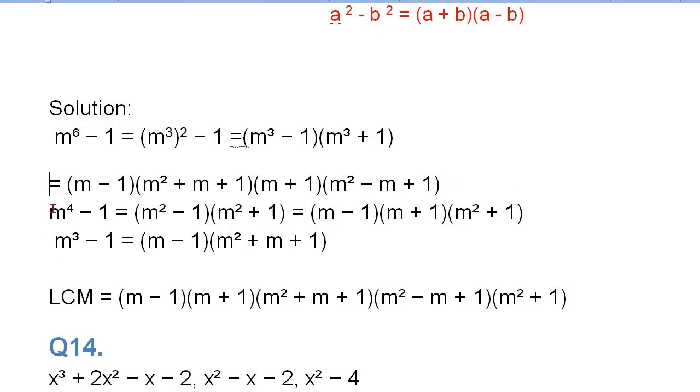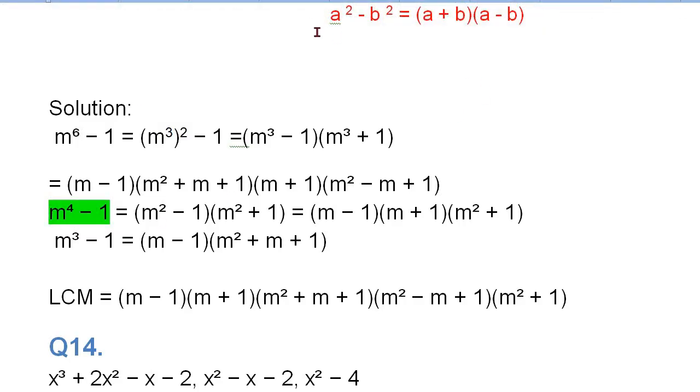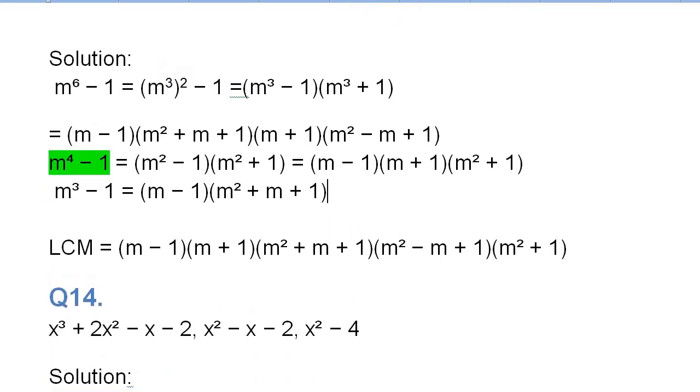Now the second term we have m power 4. Now we have to find the formula, again a square minus b square formula, break it 2 into 2, m square minus 1, m square plus 1. Now you can break it again, m minus 1, m plus 1, m square plus 1. Now we have the third formula, m cube minus 1. So m cube is the same formula, m minus 1, m square plus m plus 1. Now collect the terms. Now we have common terms m minus 1, m plus 1.